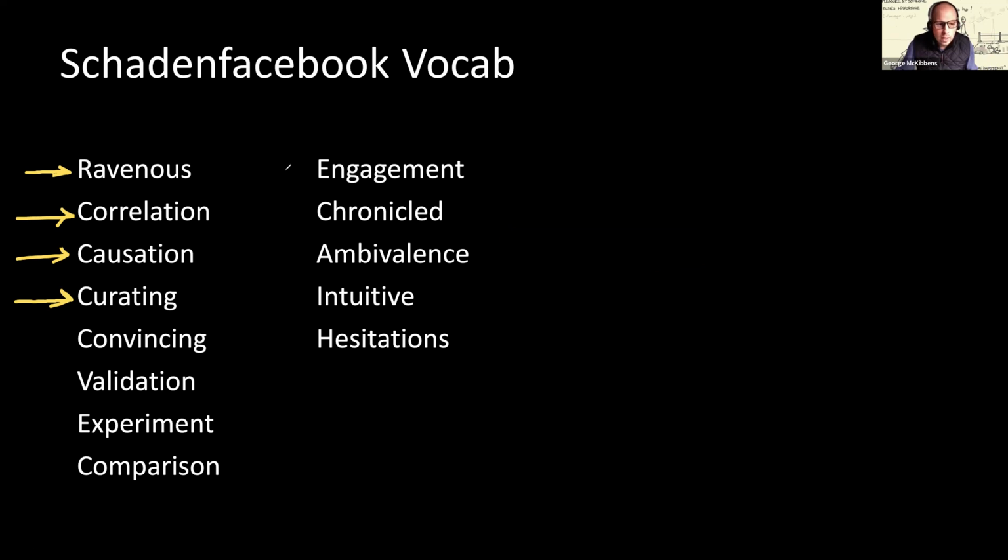So these next words I'm going to show everybody. I think everybody already knows this one, this one, this one, and this one. But the next five words I'm going to teach you right now. Everybody follow me, turn your microphones on, follow me with the pronunciation. Okay. Engagement. Engagement. Chronicled. Chronicle. Good.